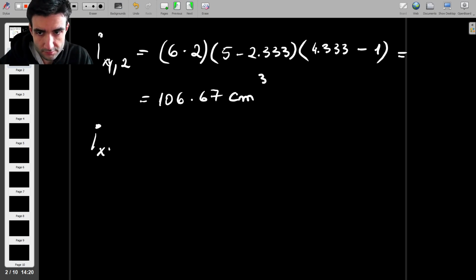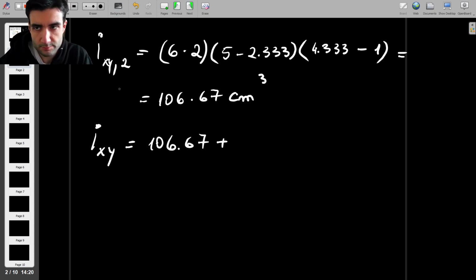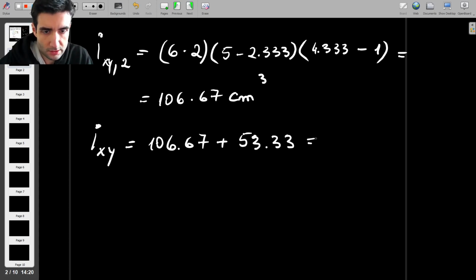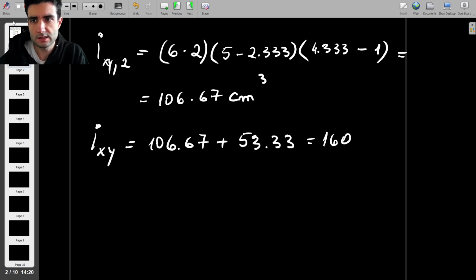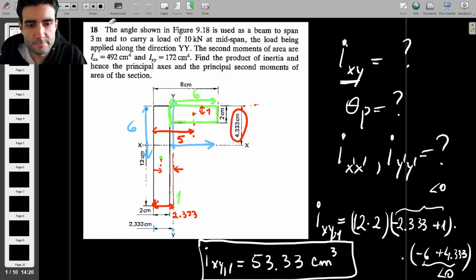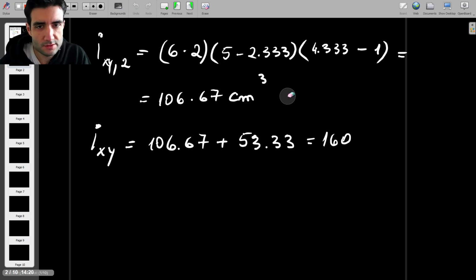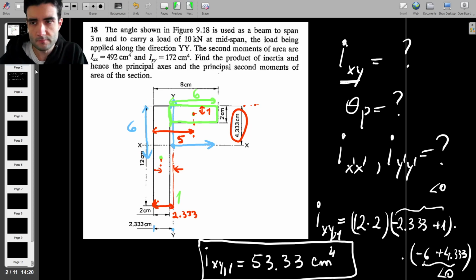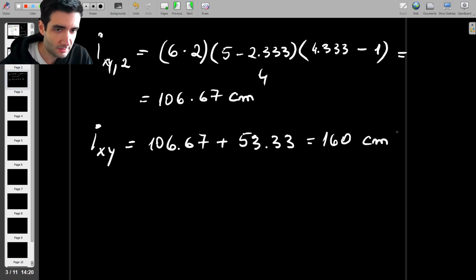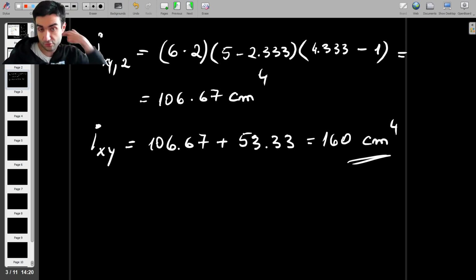So the total IXY is just the two of them added together. So we have 106.67 plus 53.33. So that is roughly 160.03, but I think all the units here are not the right ones. So this is centimeters to the power 4. Right. So 160 centimeters to the power 4 is the final answer for the IXY.